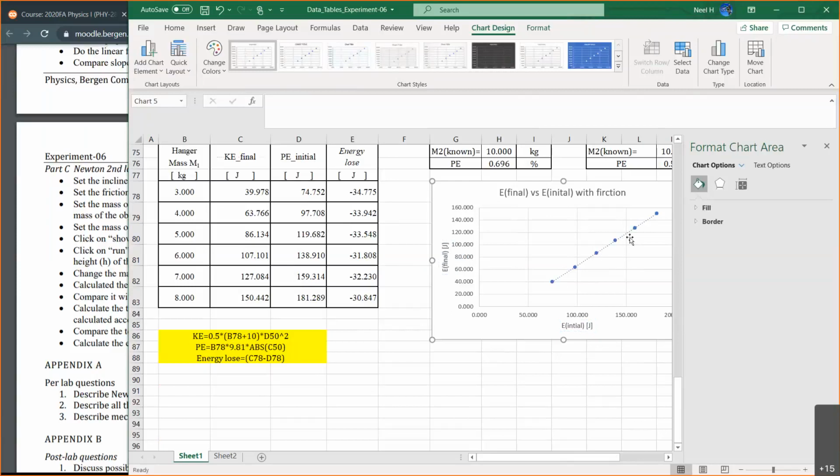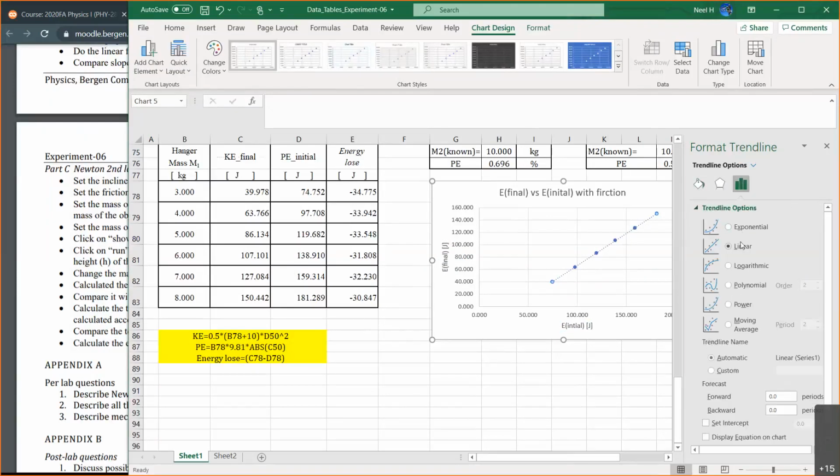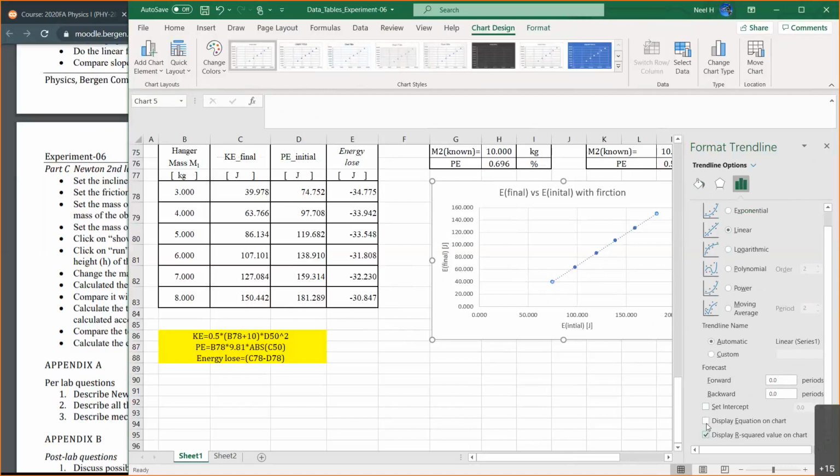Bring the cursor on top of the trend line, double click, and then on the right hand side at the top, the third icon, trend option, keep the linear, and click the last two, but not the intercept. Okay, intercept should not be 0. And you can extrapolate the graph in the backward direction.